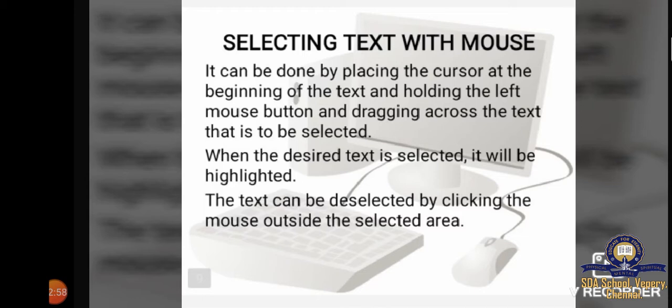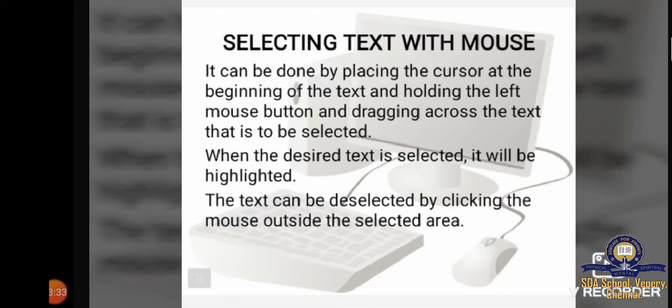The mouse selection can be done by placing the cursor at the beginning of the text, holding the left mouse button and dragging across the text that is to be selected. When the desired text is selected, it will be highlighted. And the text can be deselected by clicking the mouse outside the selected area. I repeat, students, please follow this carefully.